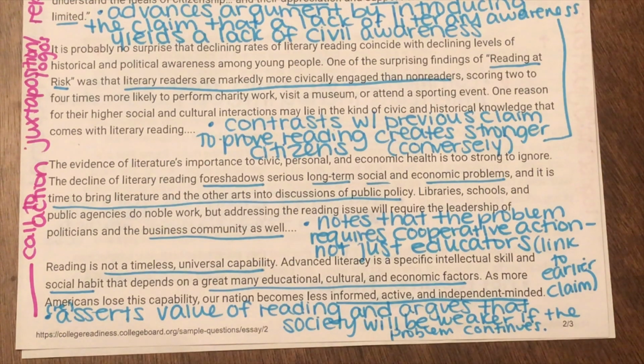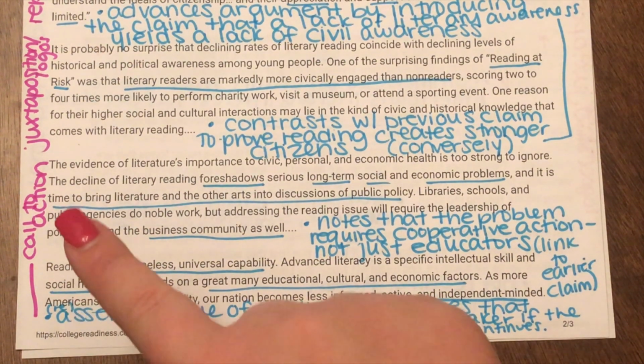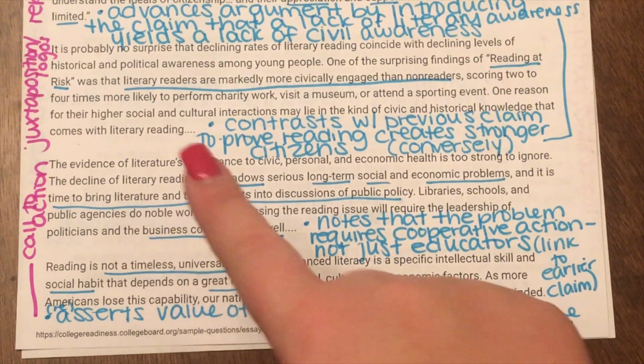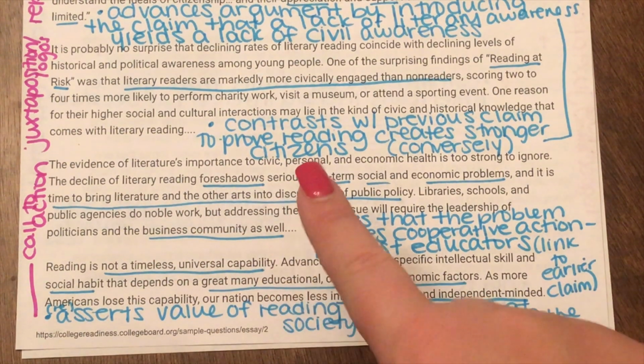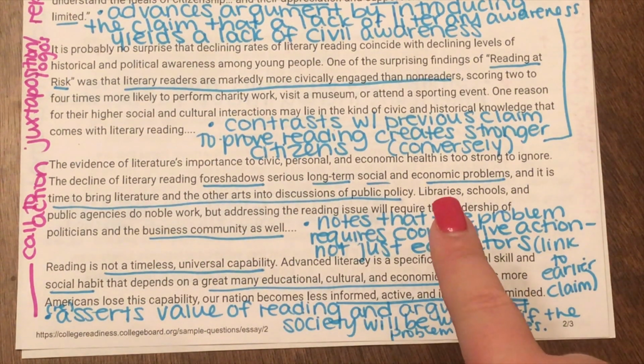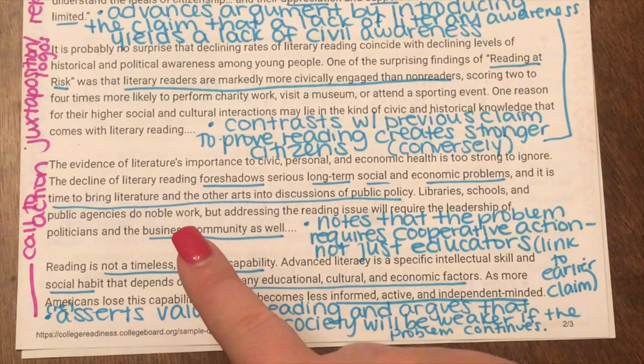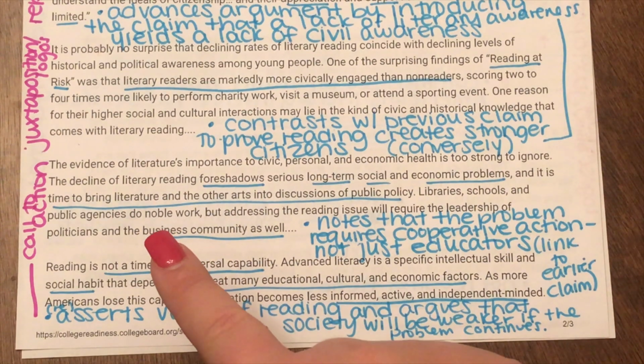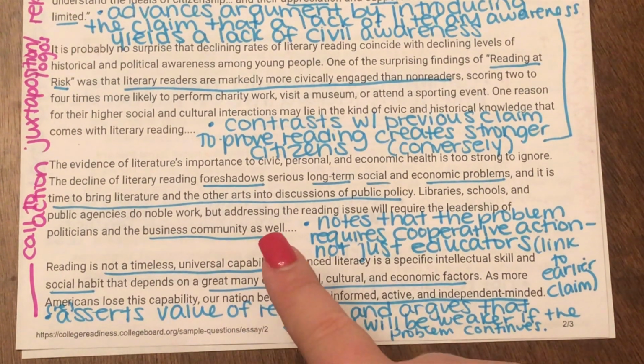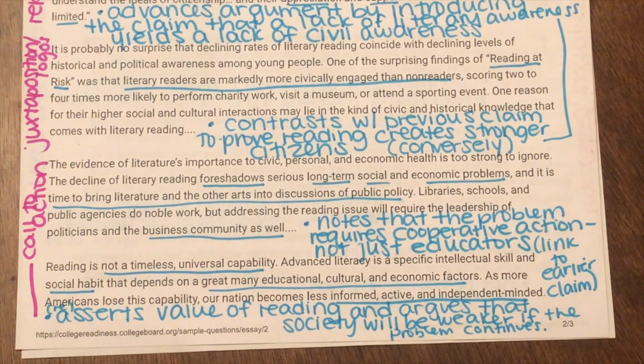When examining how an author builds his or her argument, we need to recognize that it's leading to a call to action. So I've listed that here because the call to action usually comes at the end. So we see that present here in these two paragraphs, predominantly in this sentence where the author talks about how schools and libraries do noble work. But if we want to solve the issue, we need help from the business community and politicians as well. So basically, the author notes that it's going to be a cooperative effort to solve this problem.